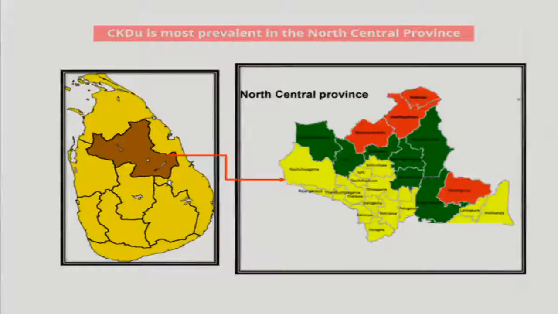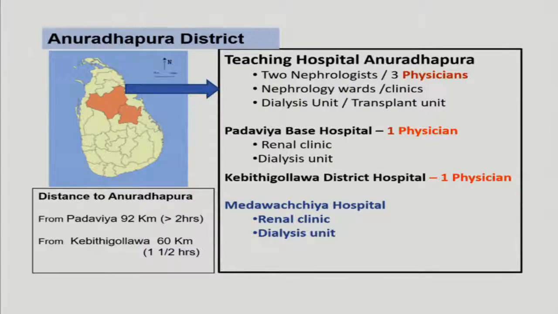So in the Anuradhapura district, you can see the worst affected areas are Medawachchiya, Padaviya and Kabithigollewa. And coming to the Polonnaruwa district, I will concentrate on Madirigiriya. So just to put you in the picture of the healthcare resources available in the region, we have the main teaching hospital, which has 2 nephrologists, 3 physicians, nephrology wards, clinics, a dialysis unit and a transplant unit.